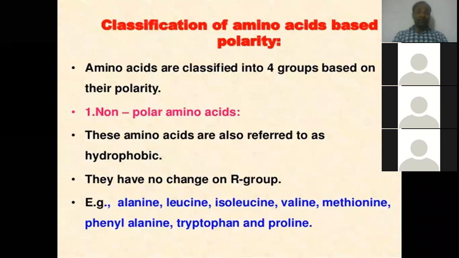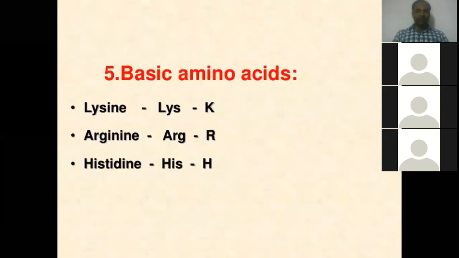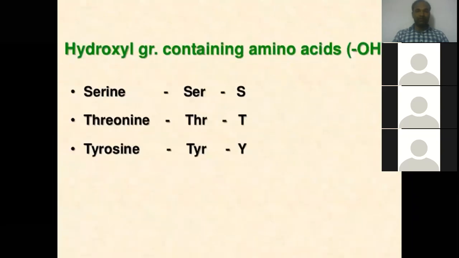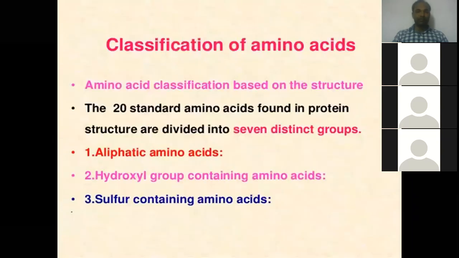Now the next heading, that is classification of amino acids based on polarity. ठीक है? अभी तक का जो classification देखा हम लोगों ने इसके पहले, that classification is based on the structure of amino acid. ठीक है? So the classification which was based on the structure of amino acid, जैसे कि हम लोगों ने यहाँ पे कहा था. अगर structure of amino acid पे classification करते हैं तो उसकी 7 different groups बनते हैं.